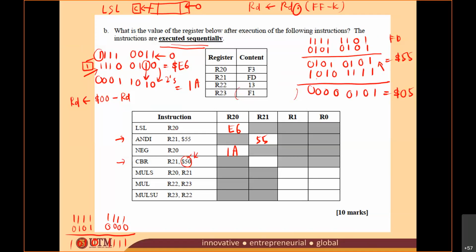Okay, all of you get 05 kat sini? Semua dapat 05 tak? Okay, great.